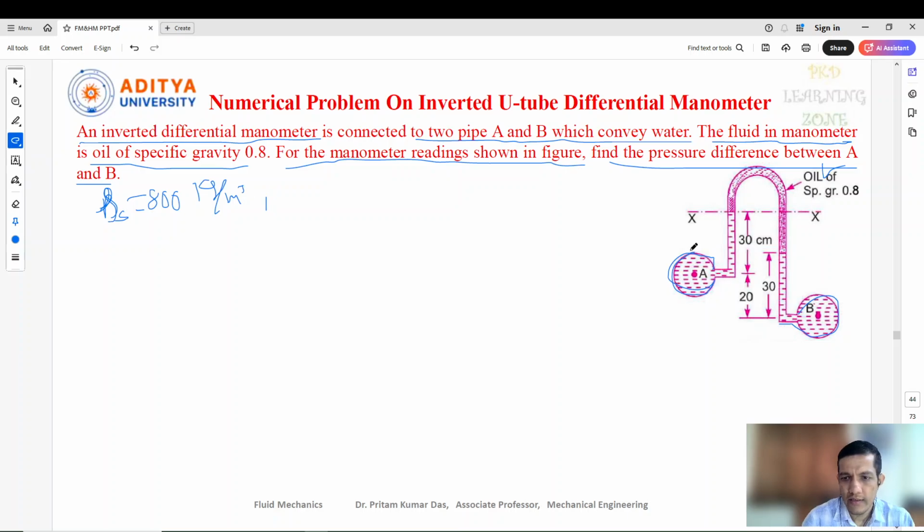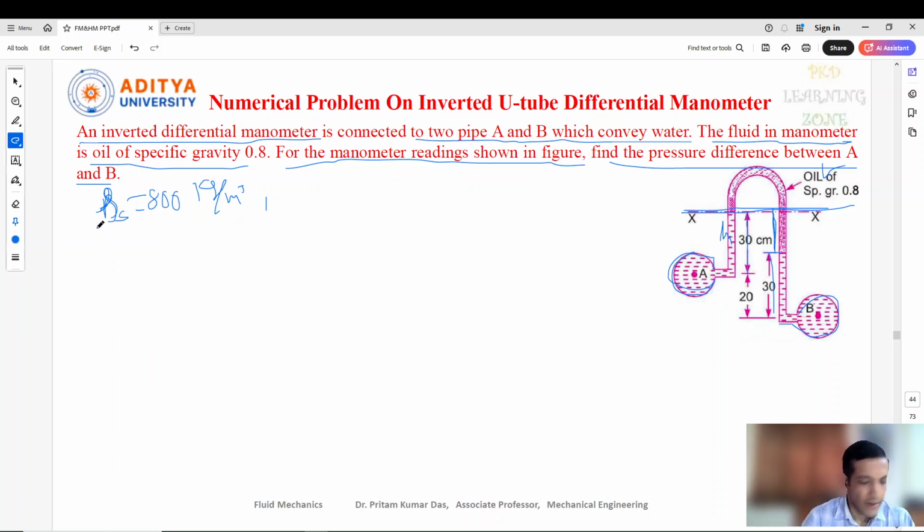And similarly, some data are given on this side. Here we can write the datum line. Okay, and this is the value of this, and this is given as 30. So we can write this one as h1, and this will be h2. Okay, and this is the distance from here, so total is 50. So this height h will be 20 there.